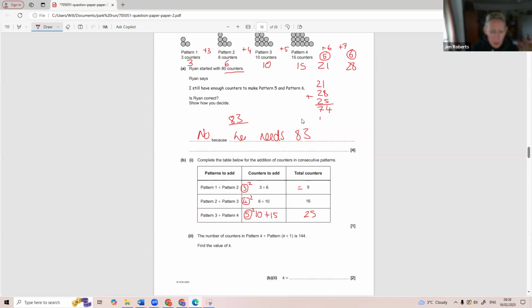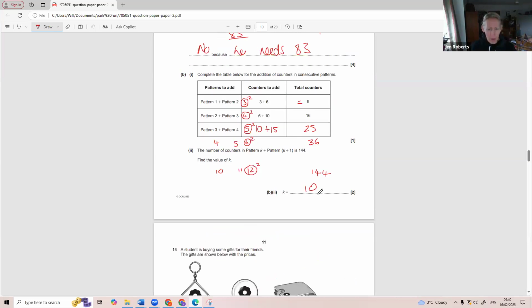If I looked at the next one, it would be pattern 4, pattern 5, 6 squared is 36. That's how it works. And so then it's asking you to think ahead if you had 144 in your total counters column. Square root of 144 is 12. 12 squared is 144, and it'd be 10 and 11, wouldn't it? Pattern 10 and 11. So what's K? It's 10. It's quite a tricky one, that one, so don't worry if you didn't spot that. I don't imagine many people getting that correct.